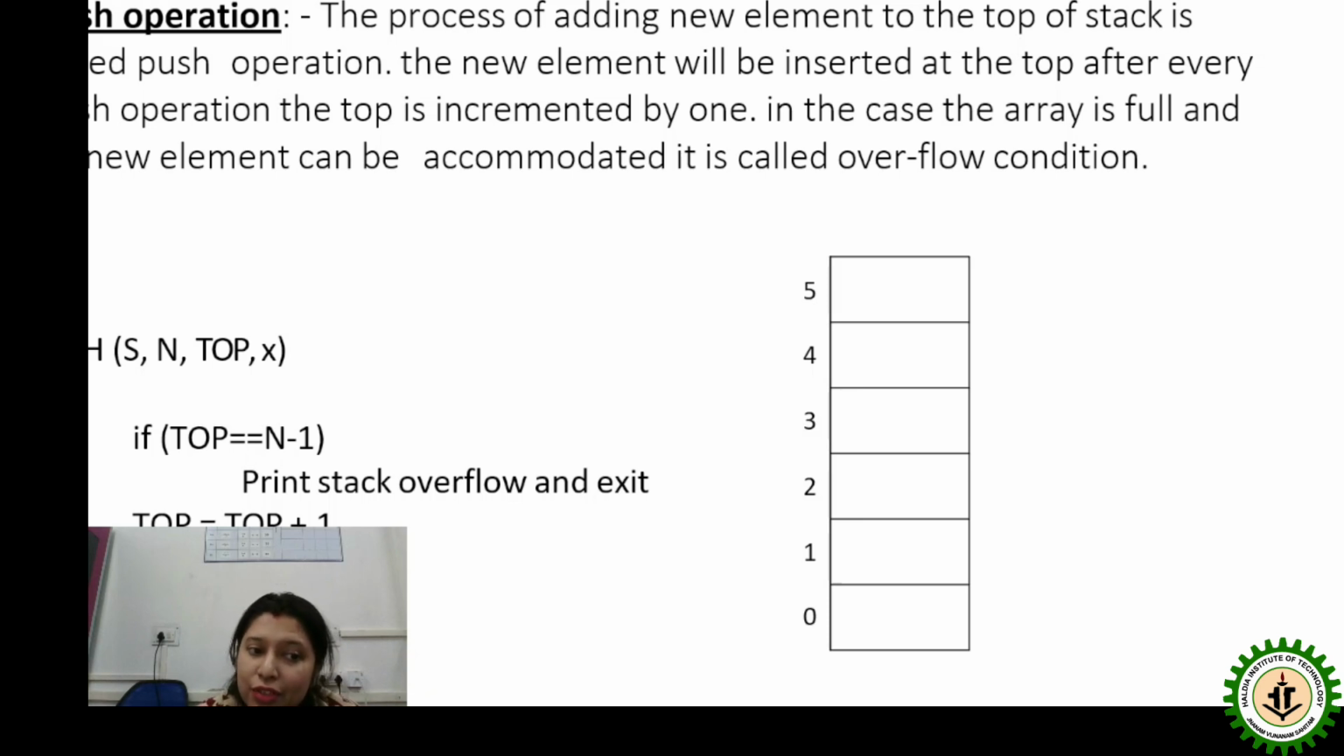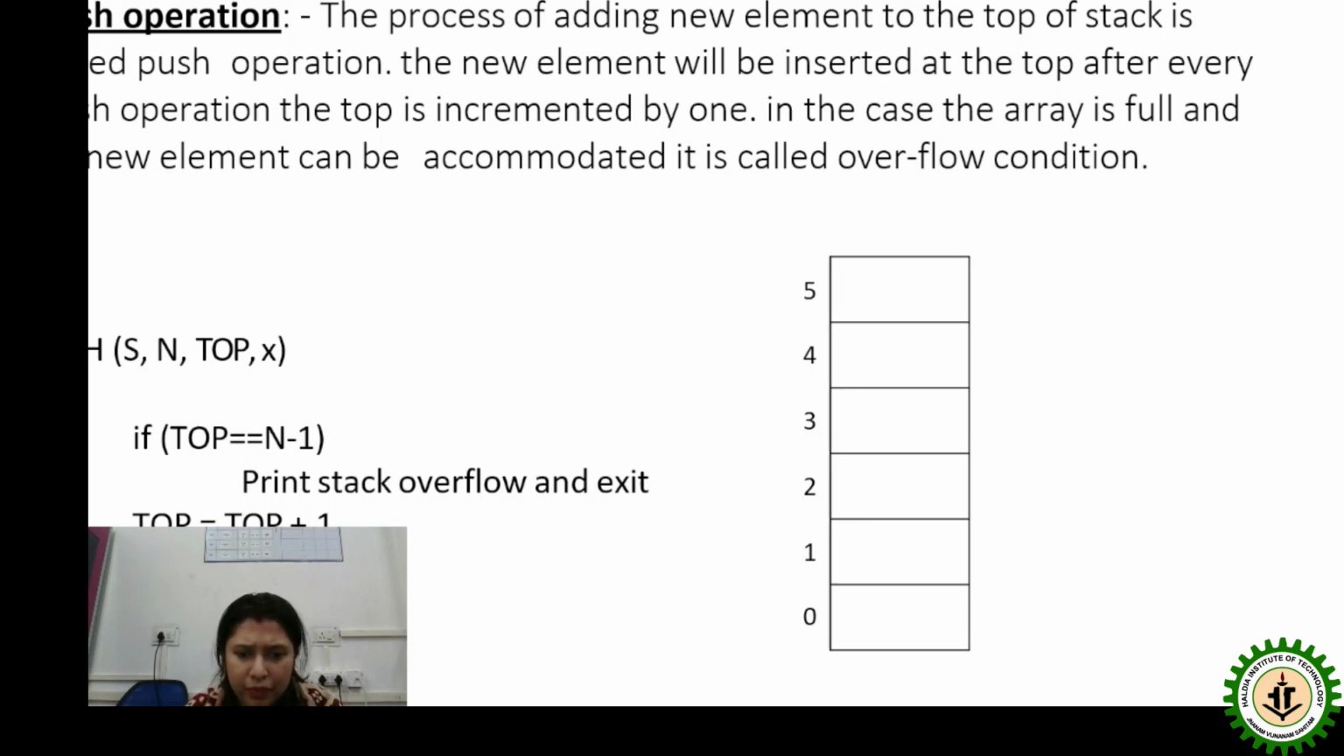N is the size of stack. Top is the topmost element, a pointer pointing to the topmost element, and x is the element. Now if top equal to n minus 1, that means the array is full, print stack overflow. Otherwise, top equal to top plus 1, S of top equal to x, and exit.